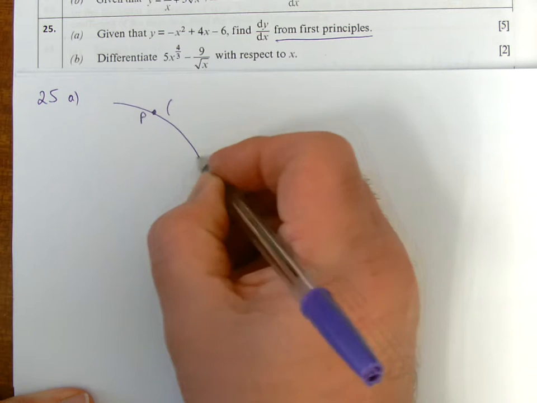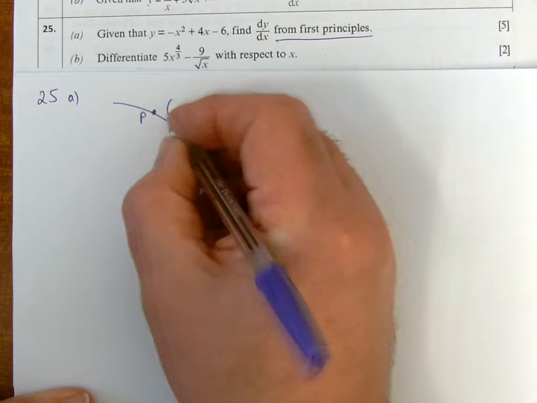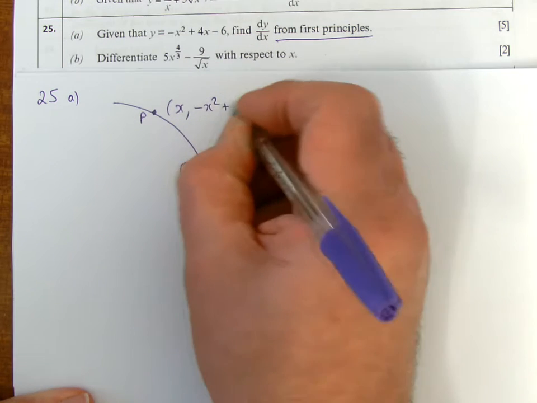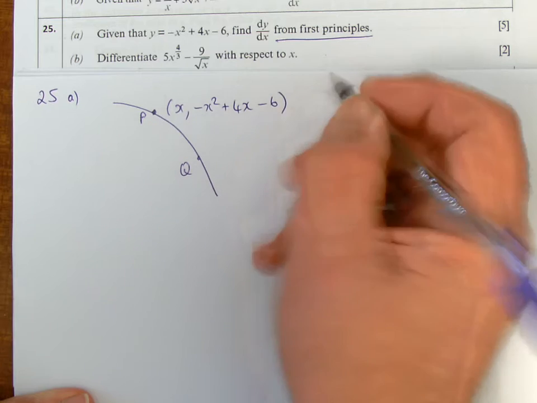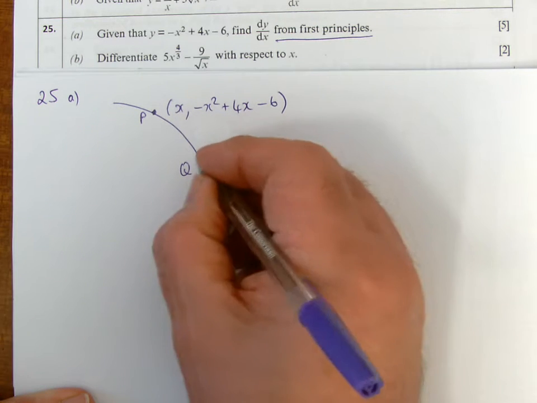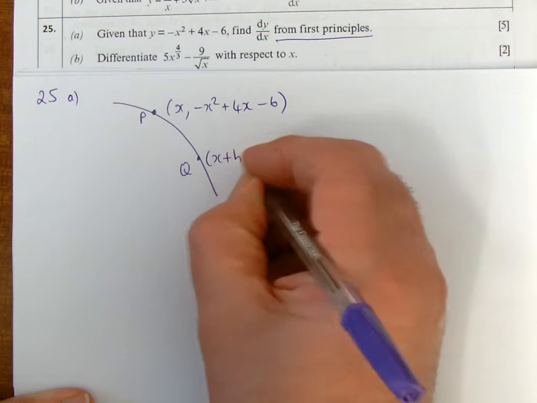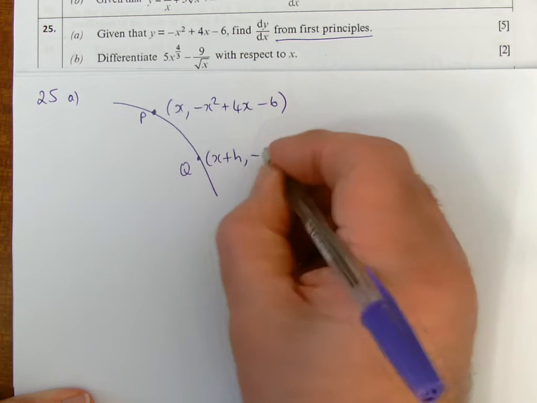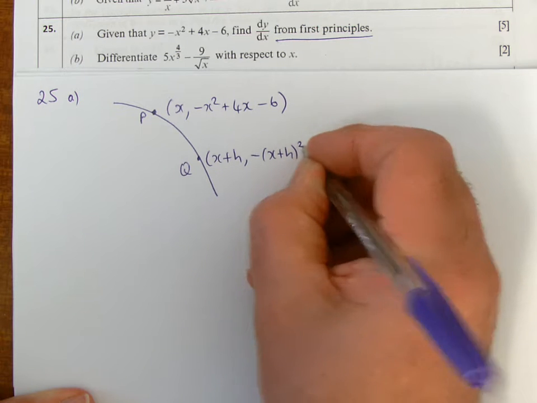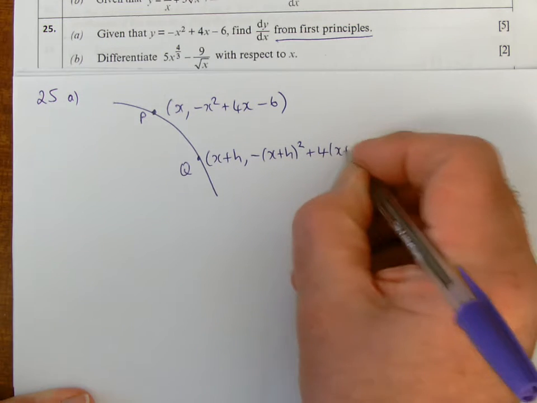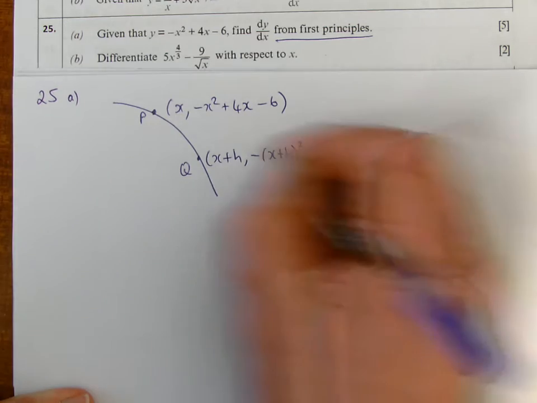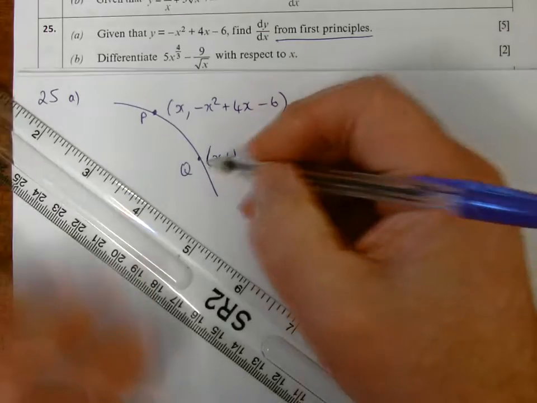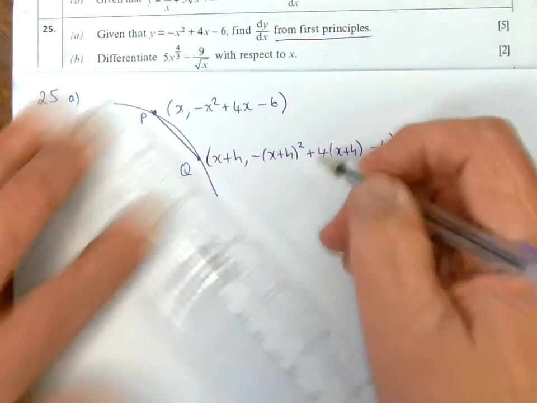I take 2 points P and Q. The first value of P will be my general x point, which is minus x squared plus 4x minus 6. I move the x value on by a gap of h, that's x plus h. Whenever I see an x in this equation, I replace it with x plus h. So I work out the gradient of the chord PQ.